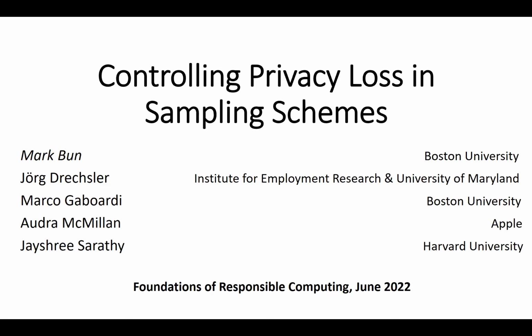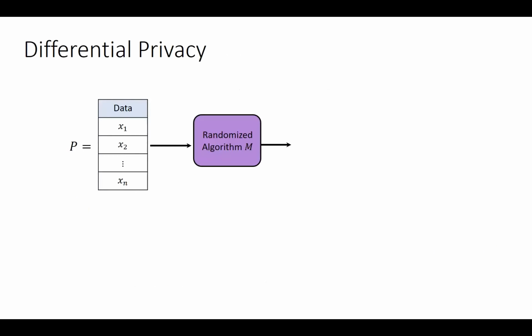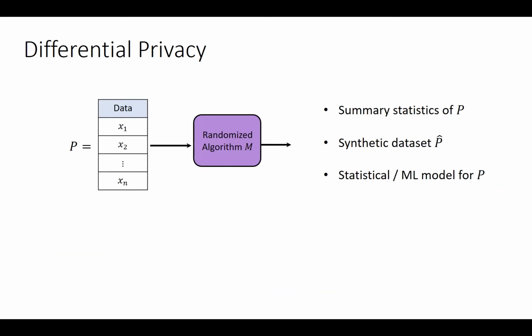So just so that we're on the same page, a reminder for differential privacy. We're interested in looking at randomized algorithms M that operate on some data set of n rows, which we'll call P, standing for population. And I'm going to be totally agnostic as to what M is going to output. It might be some summary statistics about P. It might be a synthetic data set whose statistical properties are supposed to reflect the same statistical properties of P. Or it might be a statistical or machine learning model capturing information about P.